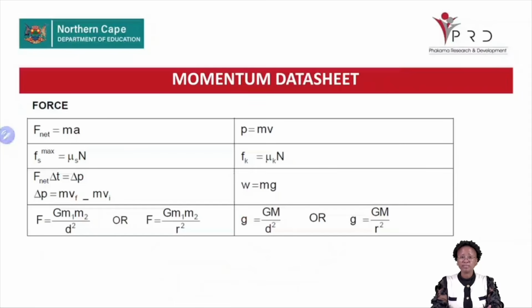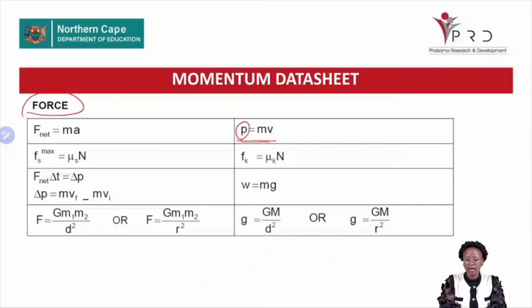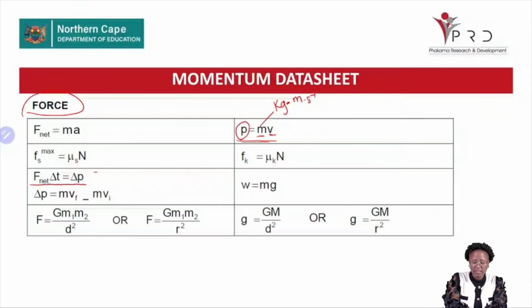Now, which formulas must you familiarize yourself with as you're going to be practicing momentum? You can see over here we have p equals mv. Still under forces, you're going to see p equals mv, the product of the object's mass and its velocity. Mass is measured in kg and velocity in meters per second, and together they give you the SI units for momentum. Now over here, F net delta t equals change in momentum. This is the impulse momentum theorem.